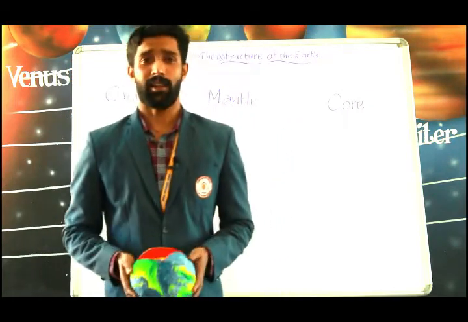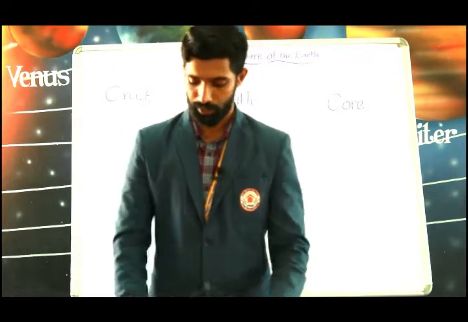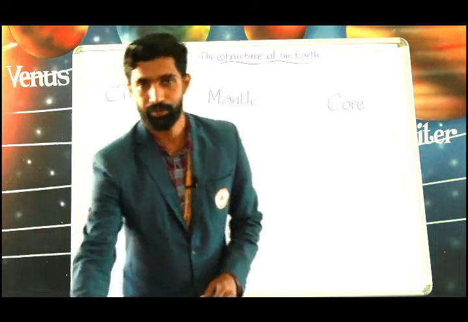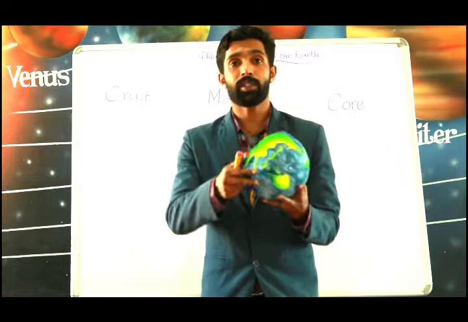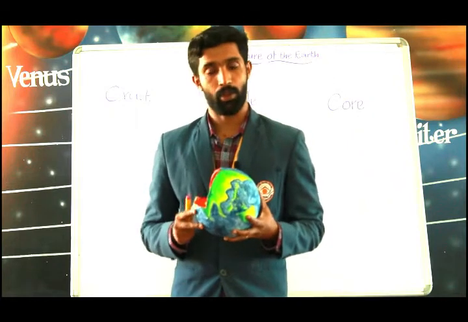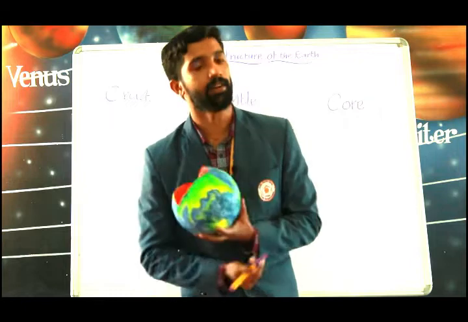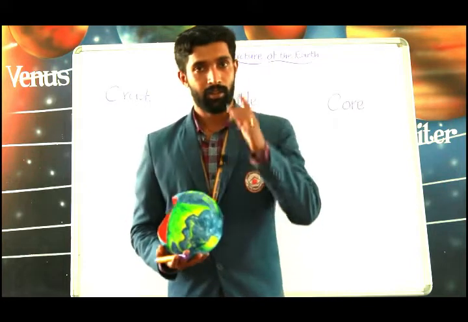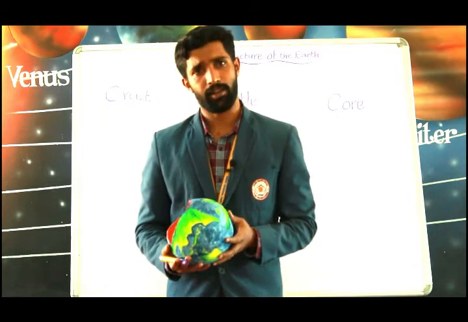Okay. So let's learn about the first one, that is crust. Okay. Let's have a look. So the crust, this is the outermost layer of the earth. There are 2 types of crust. You know what are the 2 types of crust? You have learned it already, I think. Yeah. First one is continental crust and the next one is oceanic crust.